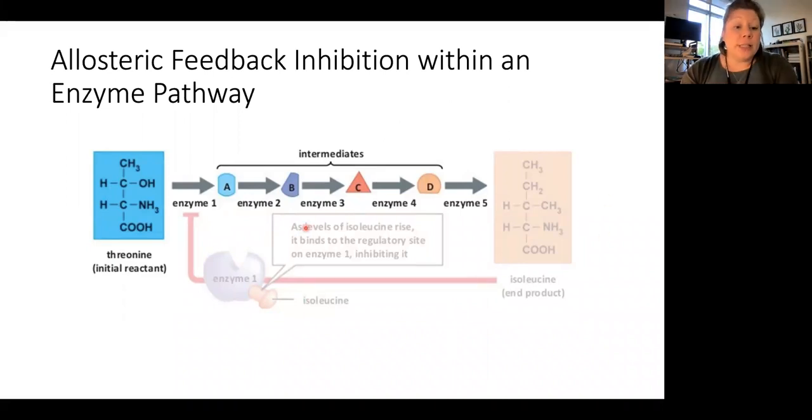Yep. And you can see, like we described earlier, the allosteric inhibition is happening at this first step in the pathway. It's happening at the first committed step. Now, threonine could go off to become other things inside the cell, but the activity of enzyme 1 is what commits us to this isoleucine pathway. And so this is what is regulated by the final product, isoleucine.